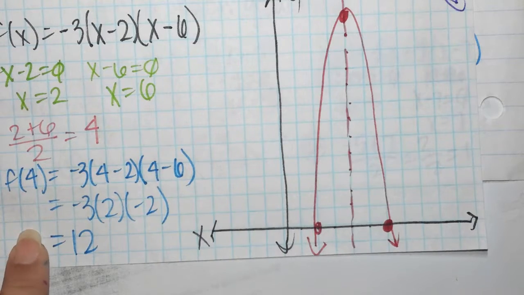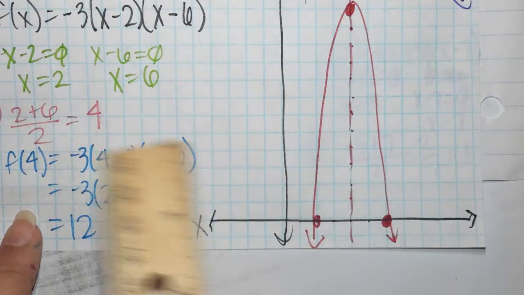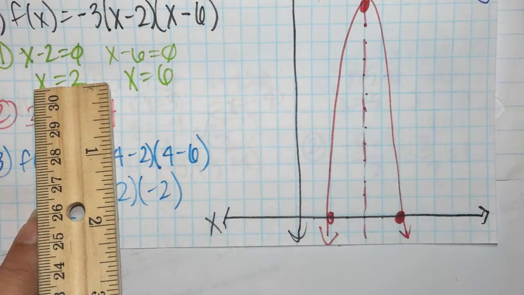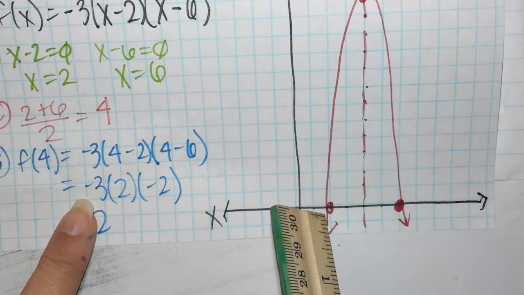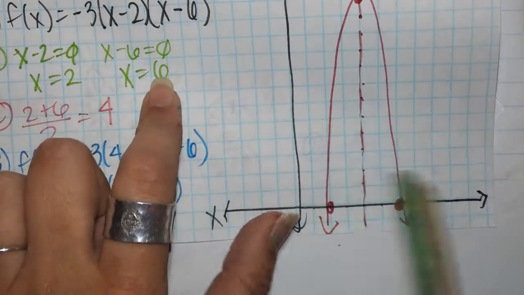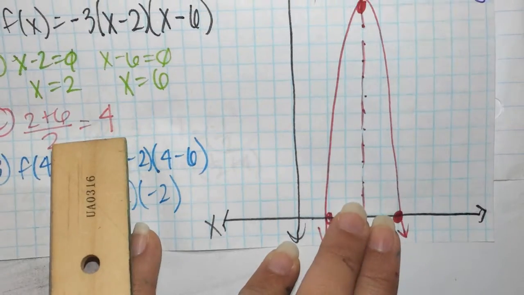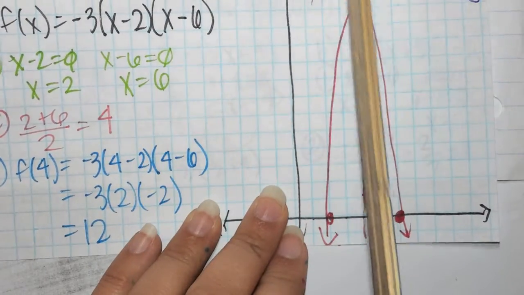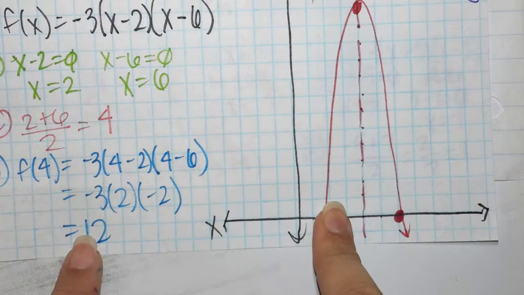Are you listening when I tell you? Baby, plot these points. So go right, look, I'm telling you. You go right 2, then you go right 6, okay? I put those dots. Then I draw my axis of symmetry, which is 4. So I draw a dotted line at 4. Okay? Then I have to plot my vertex.